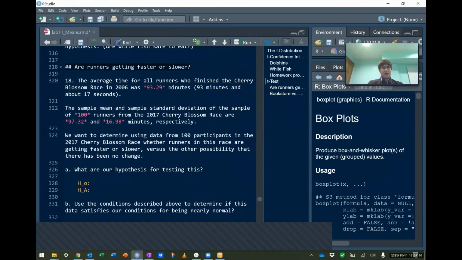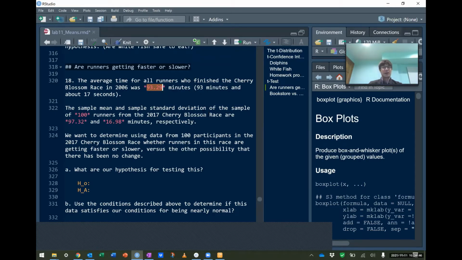So I have two more examples I want to cover. Are runners getting faster or slower? This is a case where we have two different situations. There was a race, I think it's a marathon, the Cherry Blossom race in 2006. There was a mean time of 93.27 minutes. Now that seems too long for a marathon.